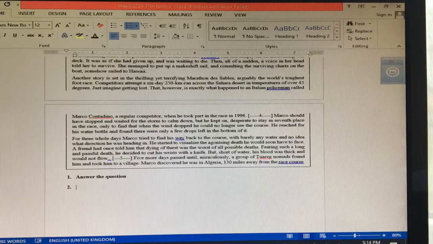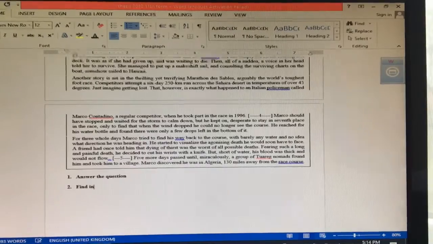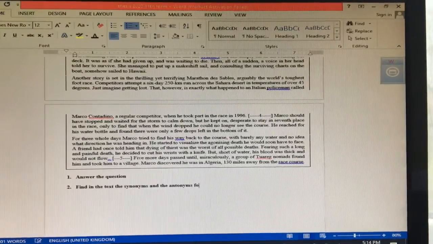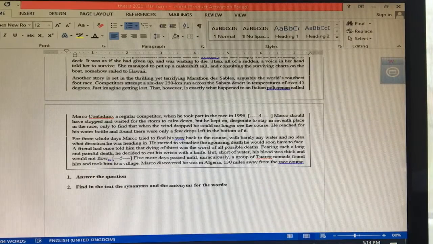Number 2 would be: find in the text the synonyms and the antonyms for the words, and they're going to be the words. Then write true or false and justify your option.